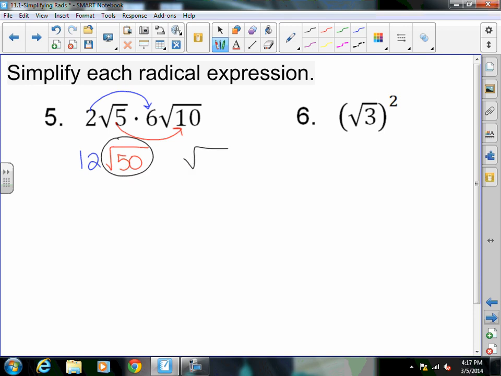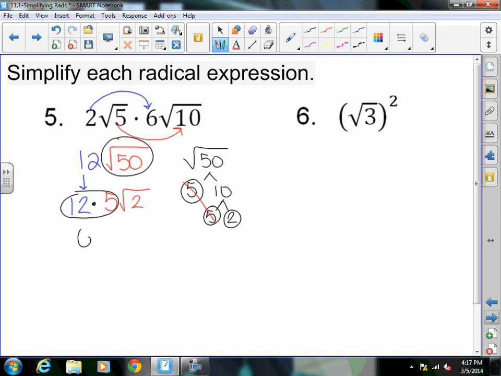So we're going to go over to the side and break down rad 50. We're going to do 5 and 10. 5 is done. I'm going to do 10, 5 and 2. Both of those are done. So my pair is a 5, without the pairs of 2, so I get rad 2. Bring down your 12. Again, this is squeezed together, so you should be multiplying your 12 and your 5. So you get 60 rad 2 as your final answer.